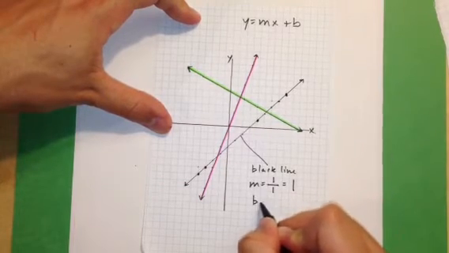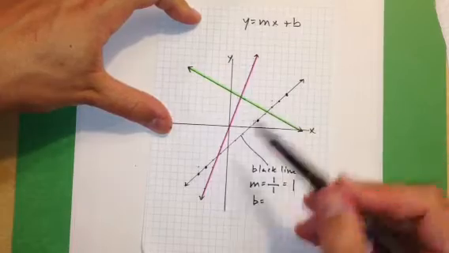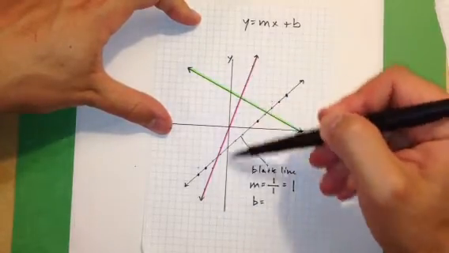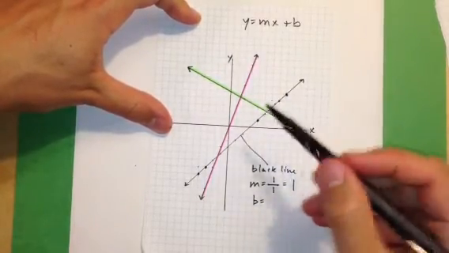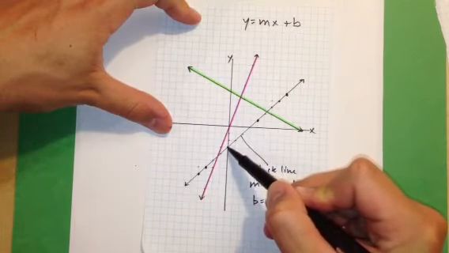Now, what's the y-intercept of this line right here? Well, the y-intercept is where the line crosses the y-axis. The black line crosses the y-axis at 1, 2, 3, negative 3.